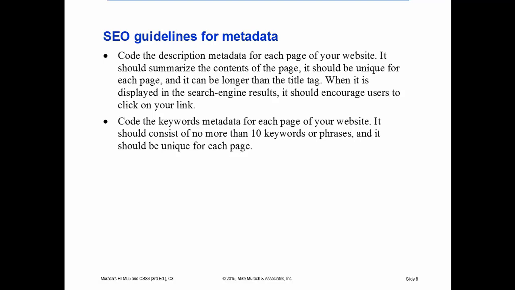Code the description metadata for each page of your website, which should summarize the page contents. And code the keyword metadata for each page of the website. It should consist of no more than 10 keywords or phrases and should be unique for each page. All right, block elements for headings and paragraphs.